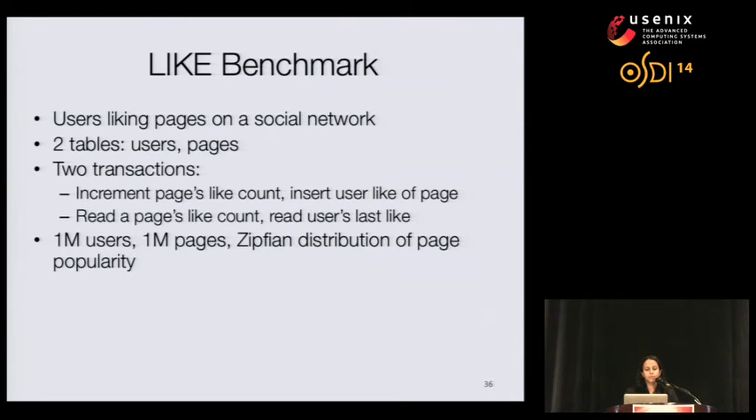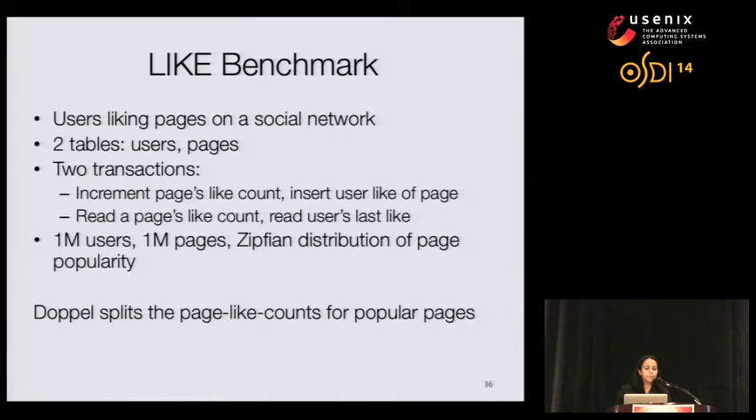In this benchmark, we have 1 million users, 1 million pages, and we have a Zipfian distribution of page popularity. So some pages, like Barack Obama's, are going to be way more popular than other pages. Now, the thing to note here is that both reads and writes are going to be more towards the popular data. And so Doppel is going to end up splitting the page like counts for popular pages. But that means that those counts are also going to be read more often, and hence they're subject to being stashed.